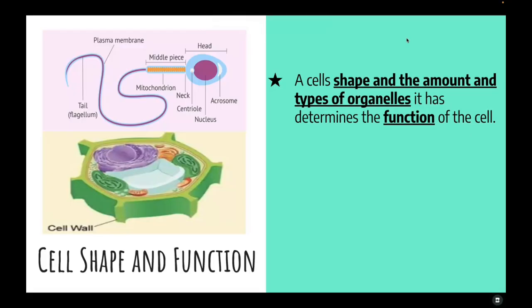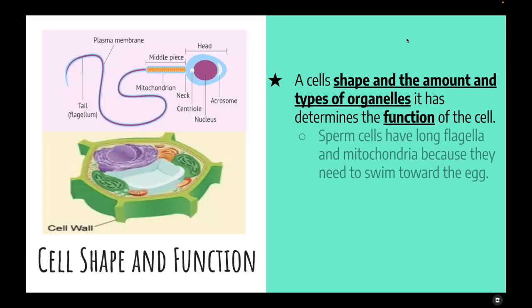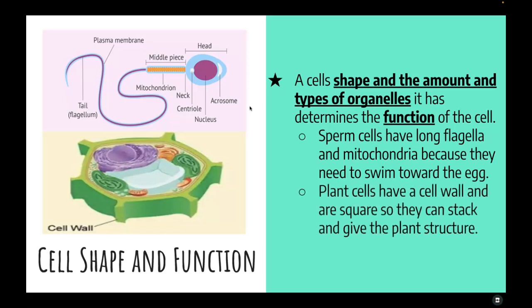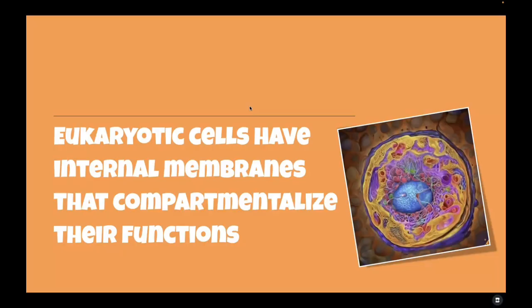A cell's shape and the amount and types of organelles it has determine the function of the cell. For example, a sperm cell is going to have a long flagellum and mitochondria because it needs energy to swim towards the egg. Plant cells are often rectangular and they stack together to provide structural support. So the shape and everything it has inside, its internal organization, directly relates to its job and the function of the cell.